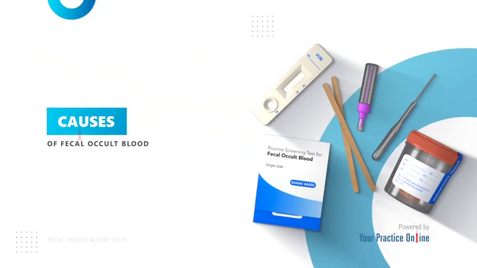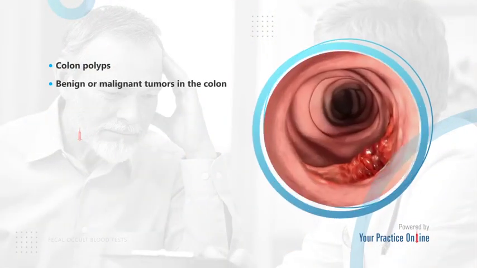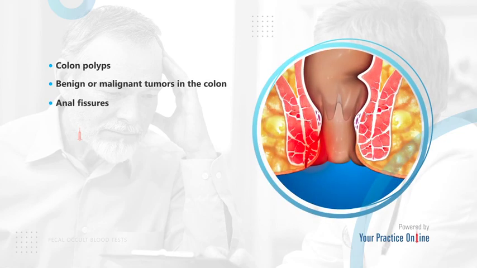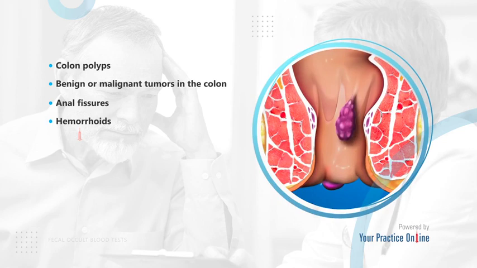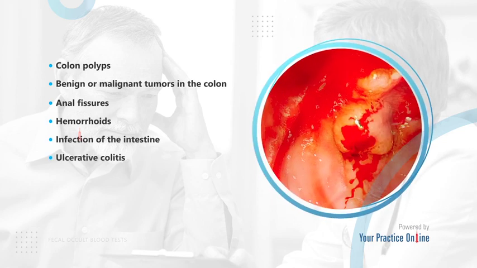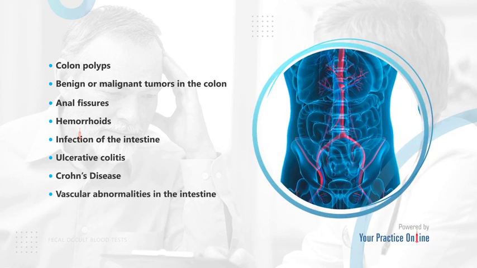Causes of fecal occult blood. Blood may be found in feces for any of the following reasons: colon polyps, benign or malignant tumors in the colon, anal fissures, hemorrhoids, infection of the intestine, ulcerative colitis, Crohn's disease, vascular abnormalities in the intestine.